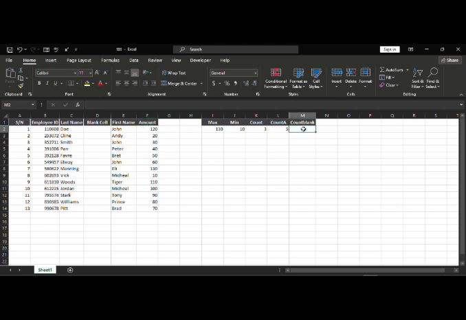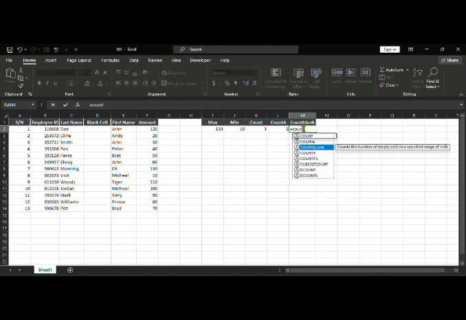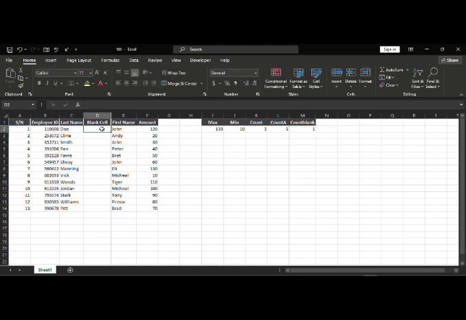COUNTBLANK is used to count empty cells, that's blank cells only. So here, just one cell is blank.